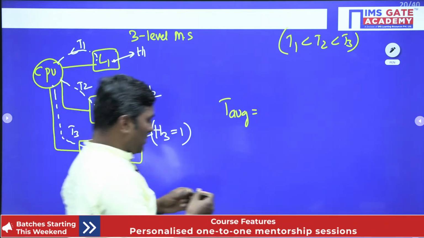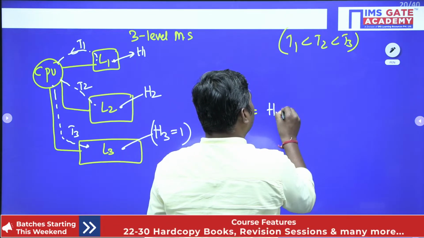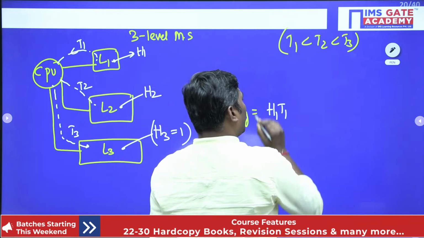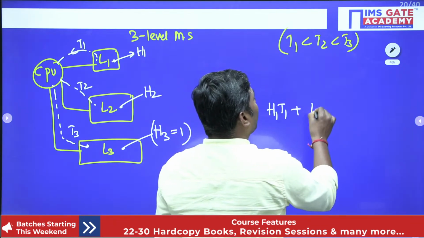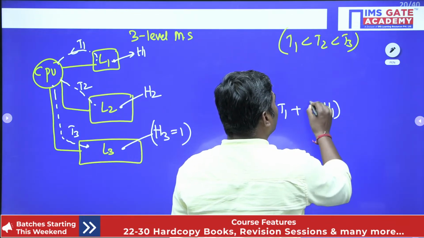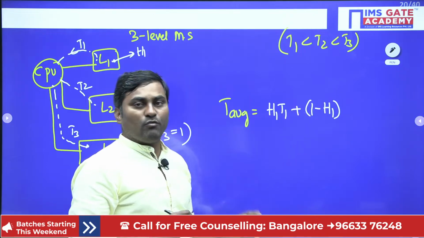Getting my point? Now see, I am writing T average. First I am checking H1. If it is a hit, T1 time is required, right? Every time H1 is a hit, only T1 is required. If a miss occurs in level 1, the probability is 1 minus H1.